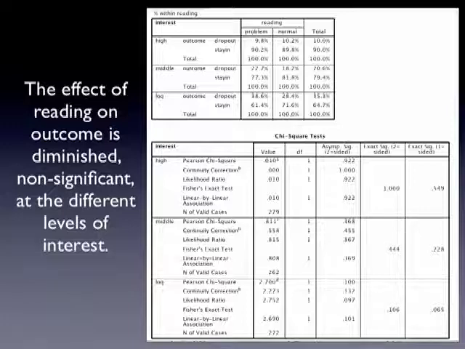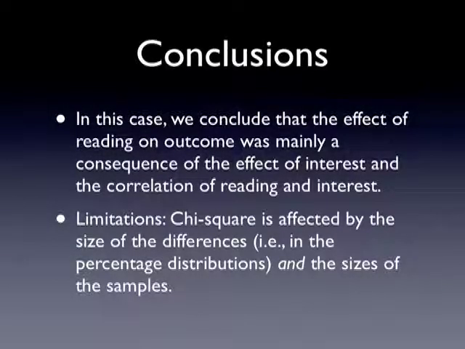The causal direction here is that interest may correlate with reading, but it's interest that is determining, in fact, the dropout rate later. In this case, we can make that kind of conclusion. At least we can say that outcome is mainly a consequence of the effect of interest. And the initial correlation of reading with outcome was an effect of, or a combination of, the effect of interest and the correlation that reading had with interest.